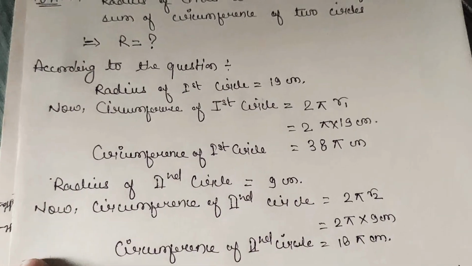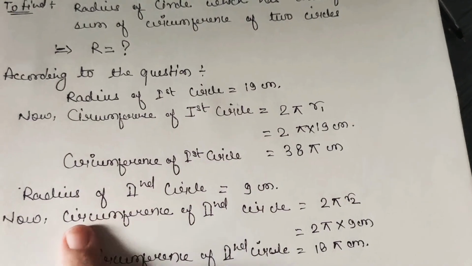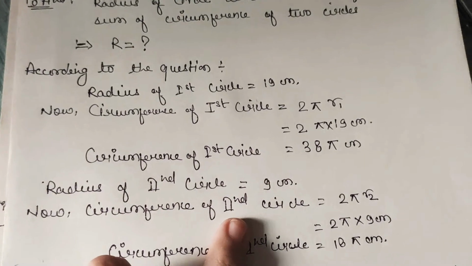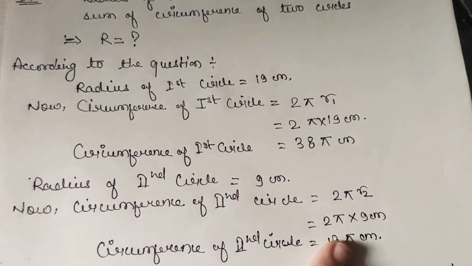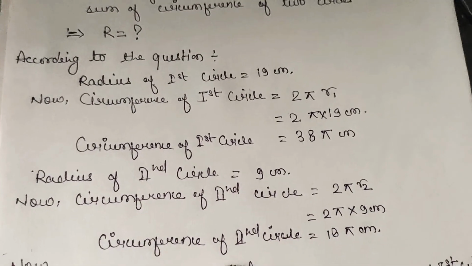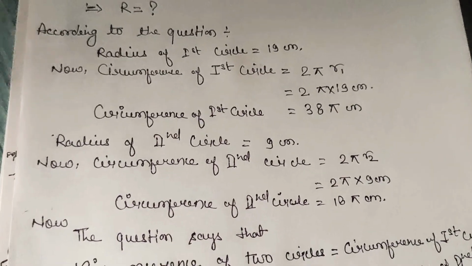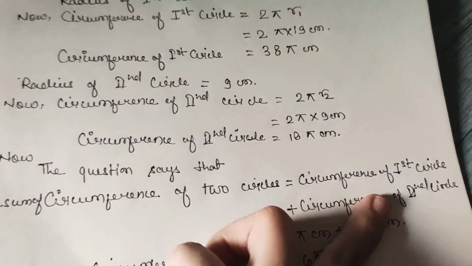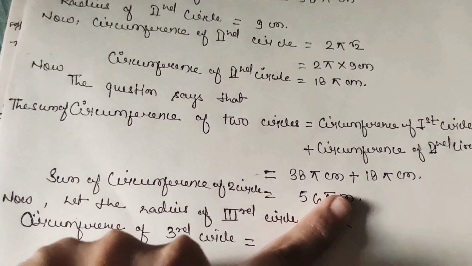Now the radius of the second circle is 9 cm. Again we will find the circumference of the second circle, which will be 2 pi into small r2, and then we will put the value of small r2, that is 9 cm. The circumference of the second circle will be 18 pi centimeter. Now the question says that the circumference of the third circle will be equal to the sum of the circumference of the first circle and the second circle. So we will find the sum.